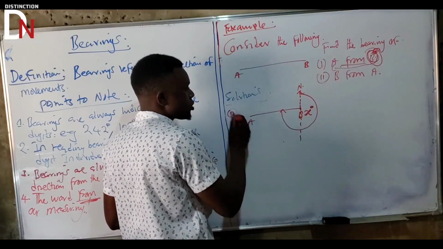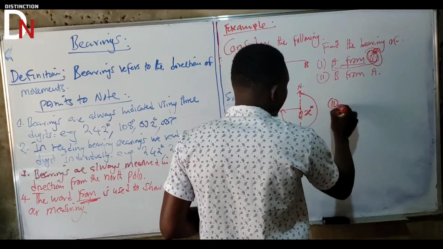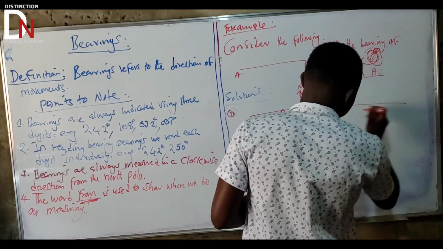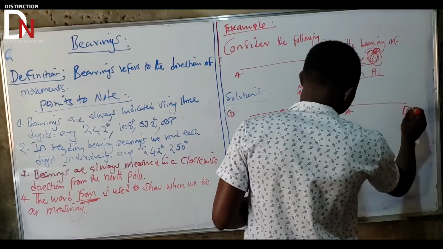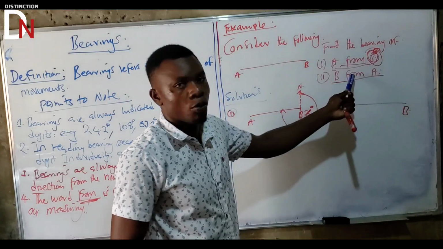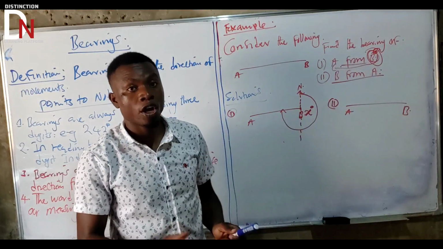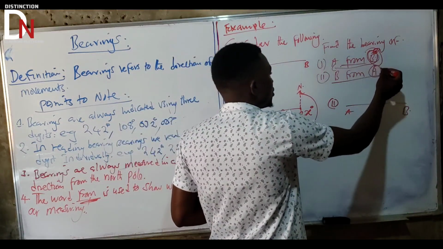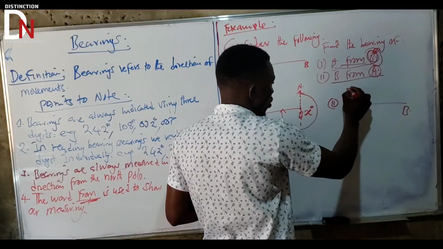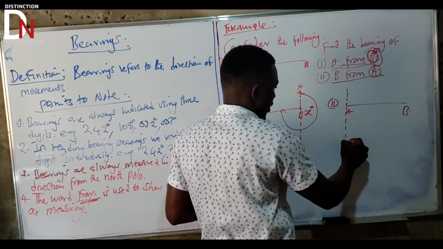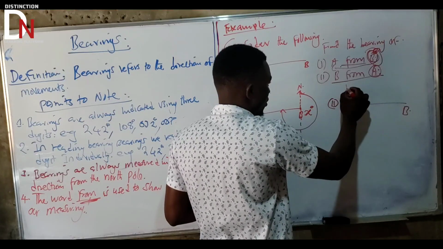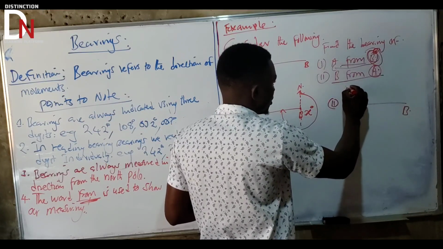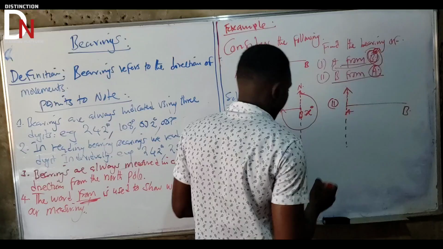So basically, this is how you're supposed to do the measuring. Okay, let us look at the second one, which is B from A. So our line is A to B. Remember, the word "from" is used to show where we do our measuring. So we are moving from the last point, in this case A. So at our A, always we have to draw a northing, like that.